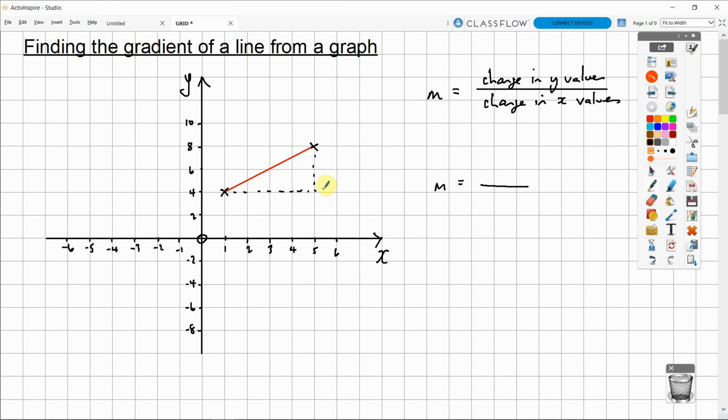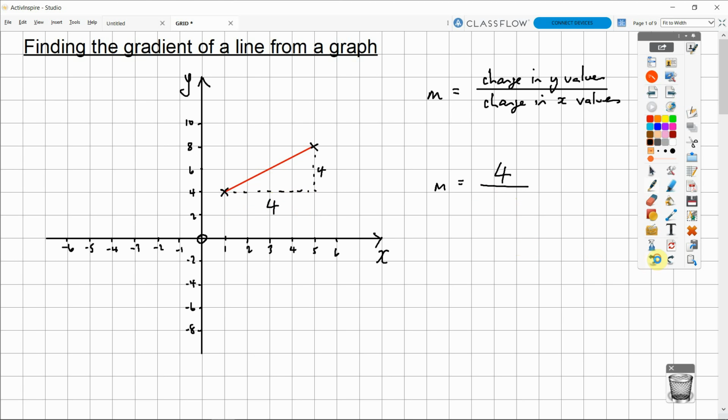Now, somebody who's being a bit careless might just count 2 boxes and write 2. You do have to be a little bit careful. It's the scale that you need to look at. This is going from 4 up to 8. The change in the y values is 4. The change in the x values is going from 1 up to 5. It is also 4.